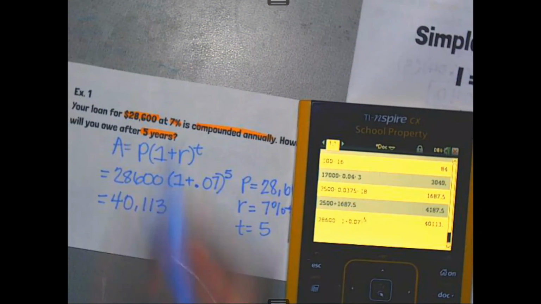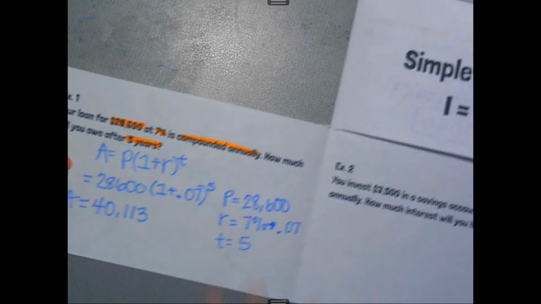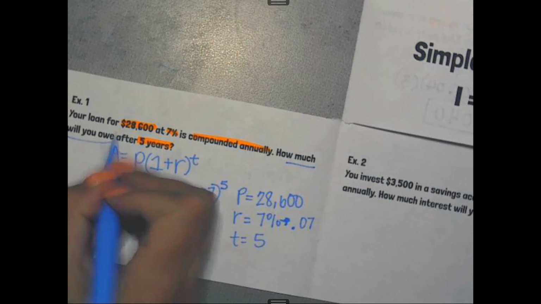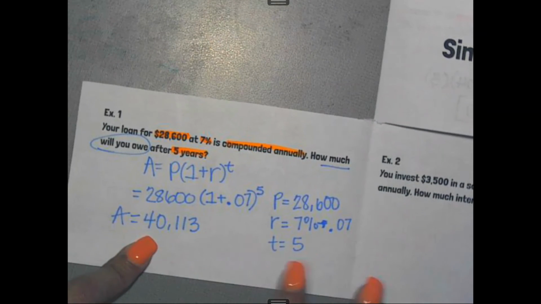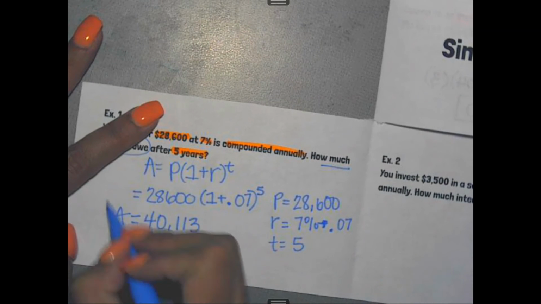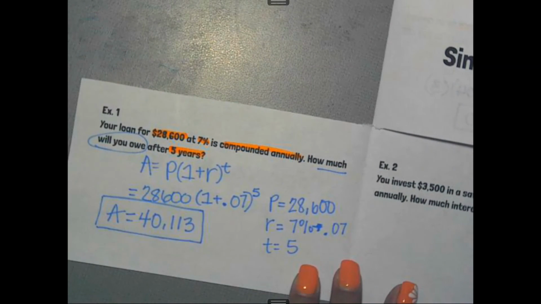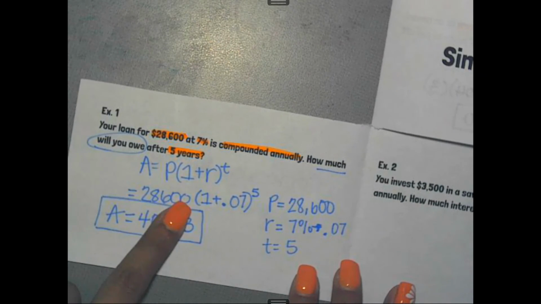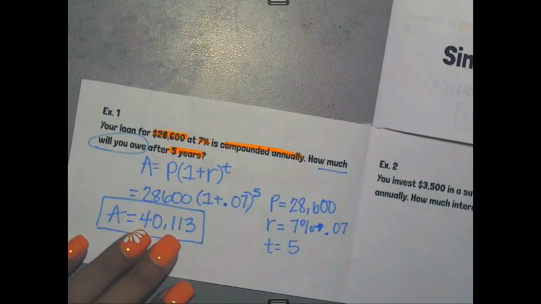Now, this is my A. This is my account balance. So the question says, how much will you owe? This is what I want. This is the total amount to be repaid. So I don't need to subtract anything or add anything. That is my answer. That is my $28,600 with my interest included on that one.